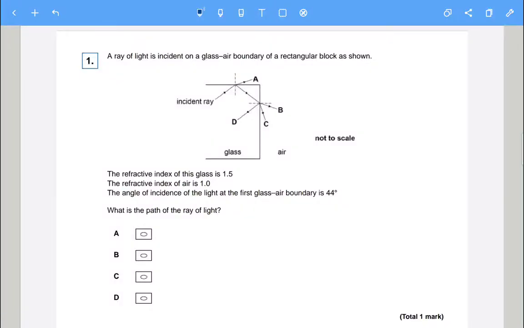Hi there, this is 10 multiple choice questions on optics. So I will put the questions on, you can have a go at them, then I'll give you the answers, and then I'll do a full walkthrough explanation of every single question.